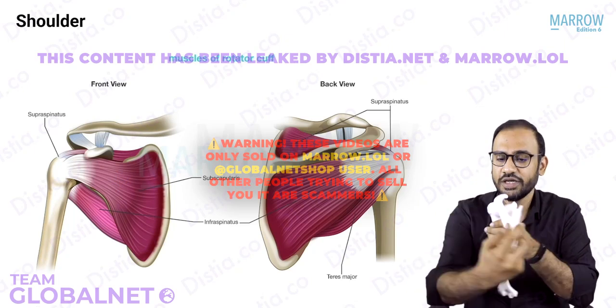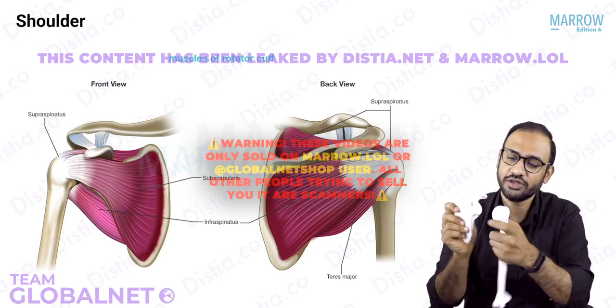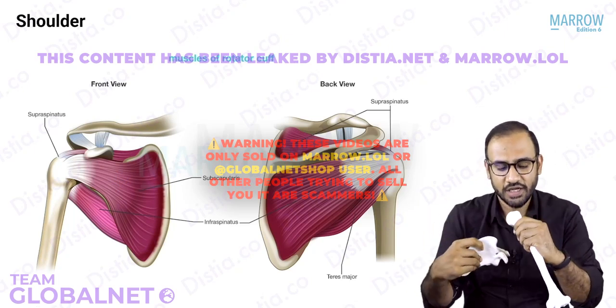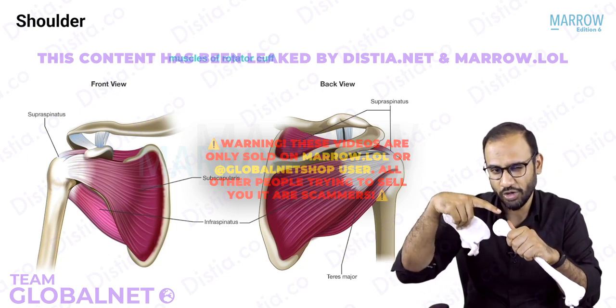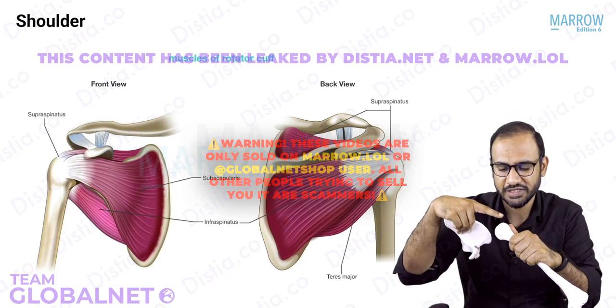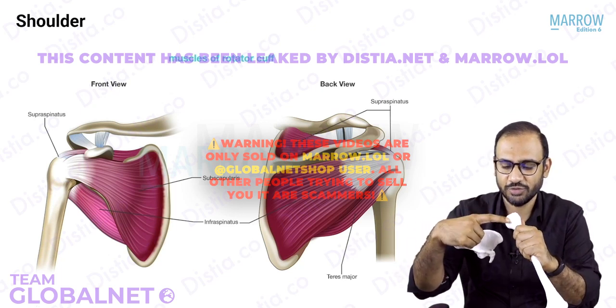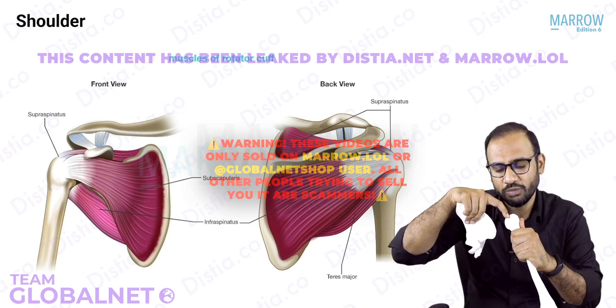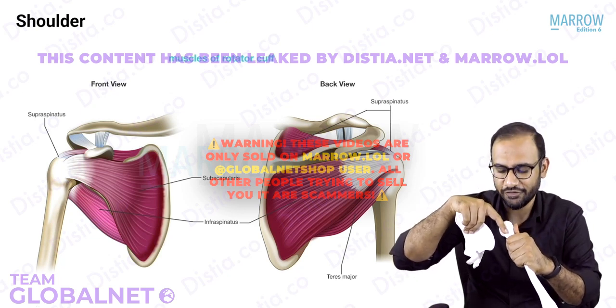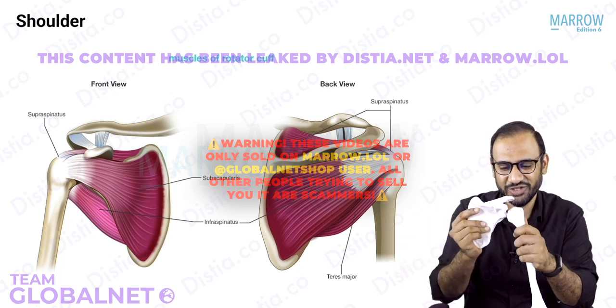This is the front view, this is the back view, right? So this is the glenoid, this is the head of the humerus. What are the other parts? This is the greater tuberosity and this is the lesser tuberosity. The greater tuberosity is the point where your supraspinatus, infraspinatus and teres minor insert, and the lesser tuberosity is where your subscapularis inserts, and between these two you have your bicipital groove through which the long head of biceps tendon passes, right? So this is your shoulder joint.